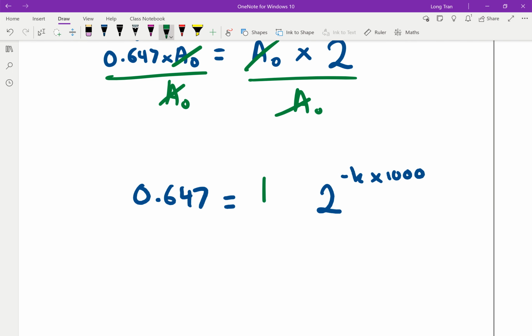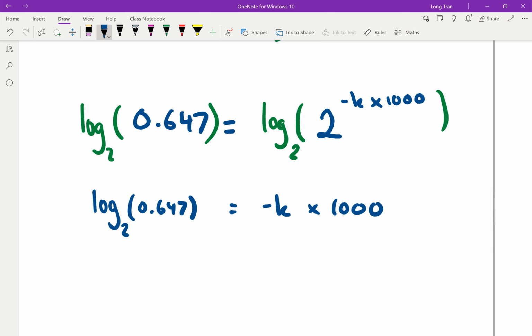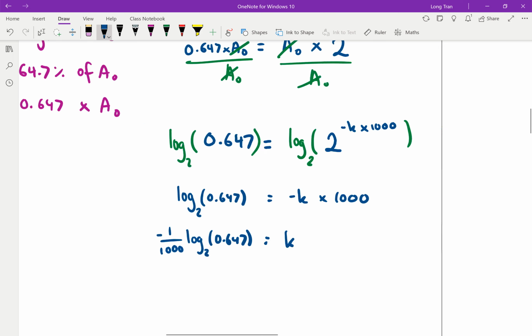From here, let's do it. I'm going to do logarithmic base 2 on the right, logarithmic base 2 on the left. And we can see here that the log base 2 and the base 2 will cancel out, so you get negative K times 1,000. And over here, it's log base 2 of 0.647. Okay, and then divide both sides by negative 1,000. So K is equal to negative 1 on 1,000 of log base 2 of 0.647. Okay, so that's what K equals.